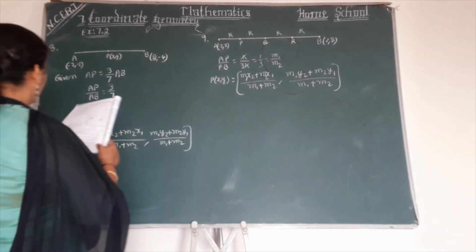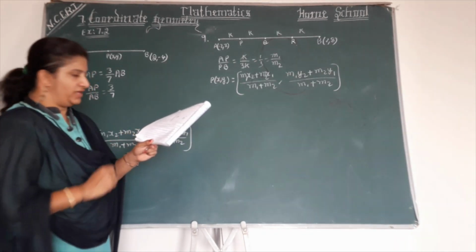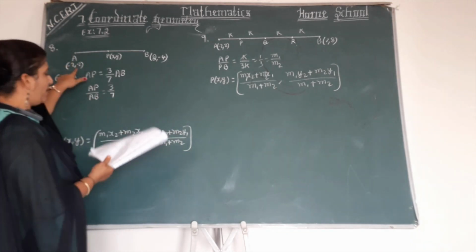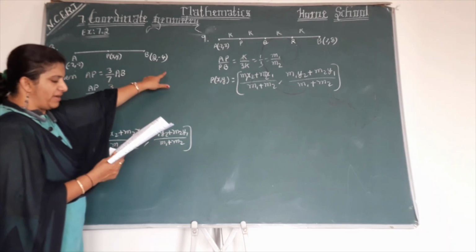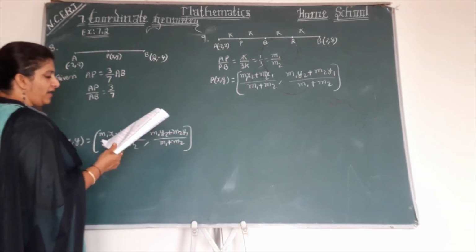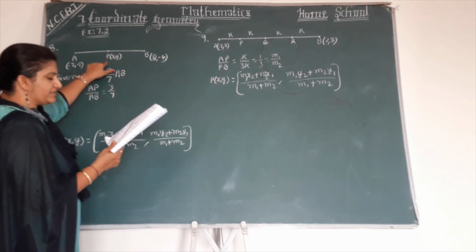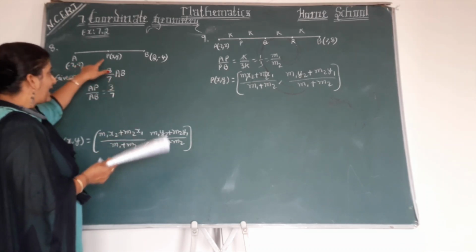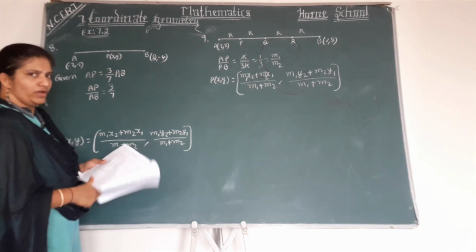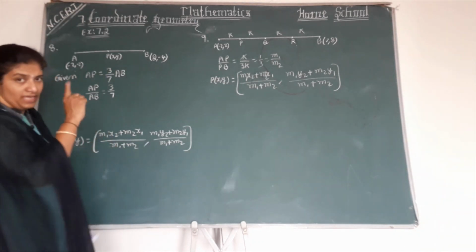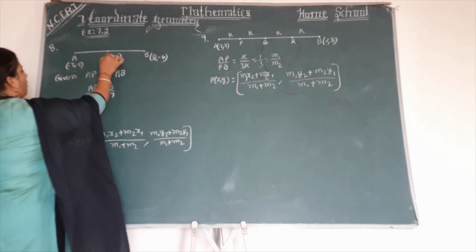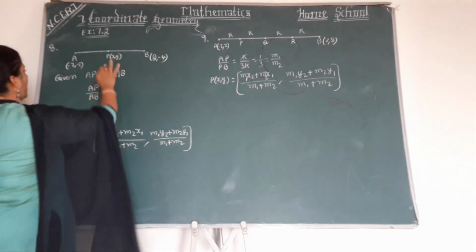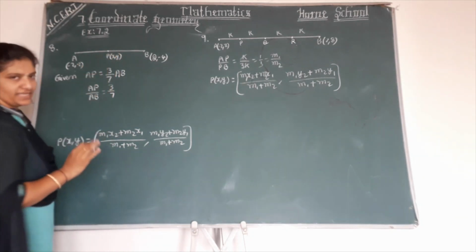Okay. So, let's see the 8th problem here. If A and B are (-2, -2) and (2, -4) respectively, find the coordinates of P such that AP is equal to 3 by 7 AB and P lies on the line segment. Finally, what do we understand here? AB is a line segment. P is a point lying on the line segment, with coordinate (X, Y).